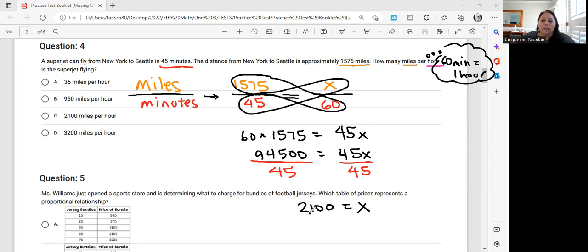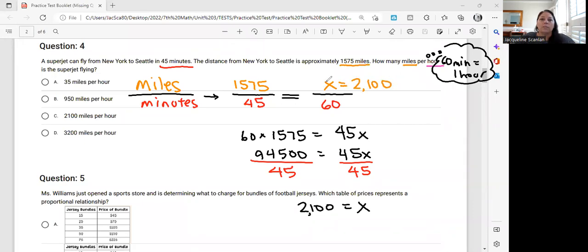Okay, let's interpret that answer. Let's think about what it means. What it means is that x is 2,100. And because my label up here says miles, that means that Superjet can fly 2,100 miles every 60 minutes, which is the same as every hour. So I'm looking for 2,100. That is my answer. And no kidding, it's a Superjet. Nothing flies that fast. That's pretty crazy.